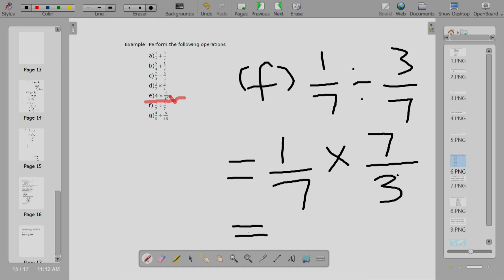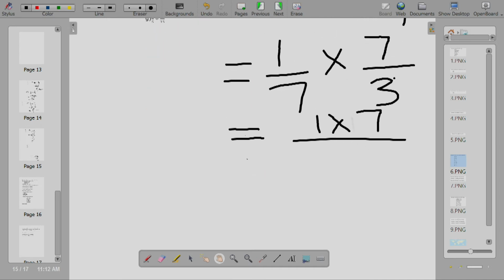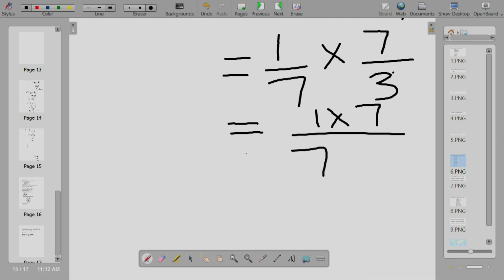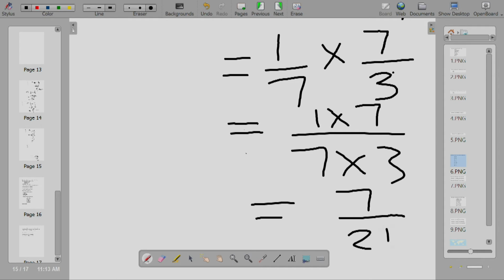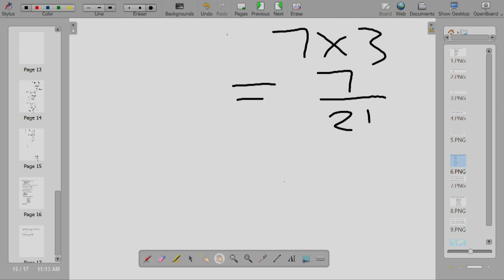Now let's multiply. It will be equal to 1 times 7 over 7 times 3, which is equal to 7 over 21, which is equal to 1 over 3. So the answer is 1 over 3.